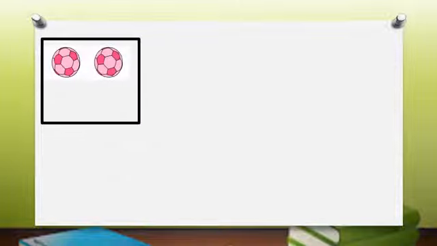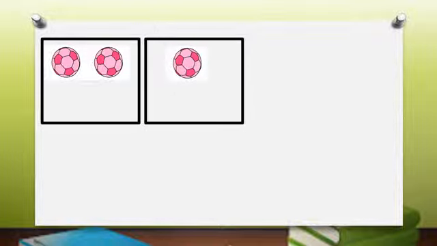In this example, in the first box there are 2 balls, and in the second box there is 1 ball. Now we need to find out how many balls are there in all. And for that, we need to add. And while adding, you will also notice that the objects are similar in nature. So now, let's add them. So I am adding 2 balls and 1 ball.